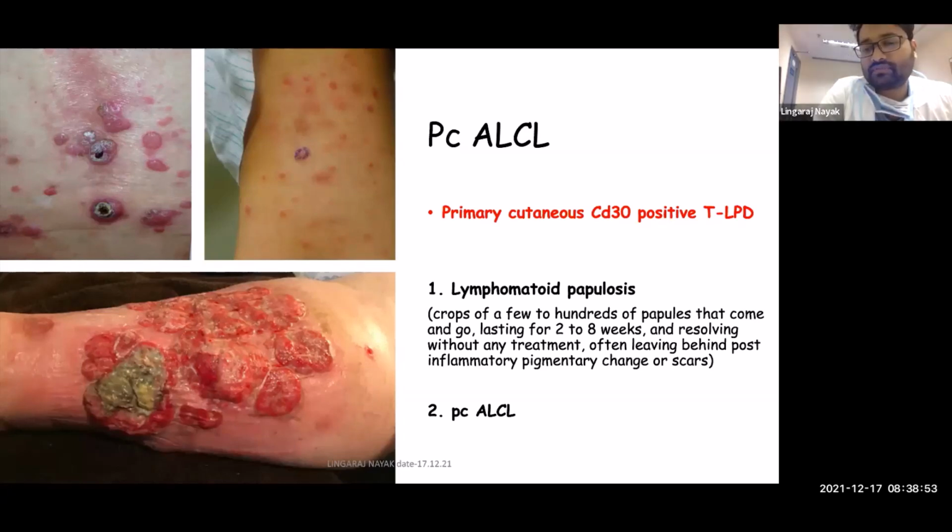So lymphomatoid papulosis, if you see the basic description, is written in the WHO manual, where the classical description is that the skin lesions, you can see from this second diagram, are typical of lymphomatoid papulosis, where there are crops of lesions. They are not very few. There are multiple papular lesions that come and go, which last for 2 to 8 weeks, and they resolve without any treatment, often leaving behind post-inflammatory pigmentary changes or scars. So this is the classical description, and typically this is dealt with by a dermatologist, and the treatments are mostly limited to steroids and in some patients methotrexate.